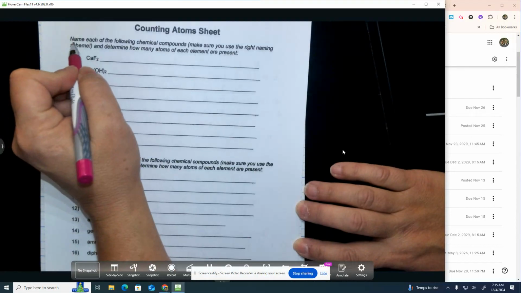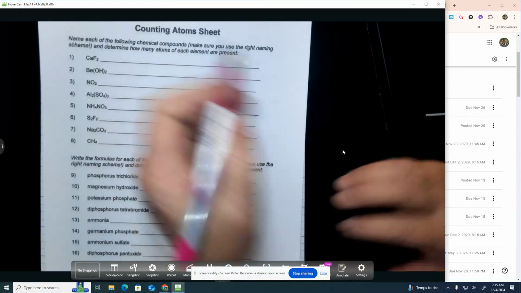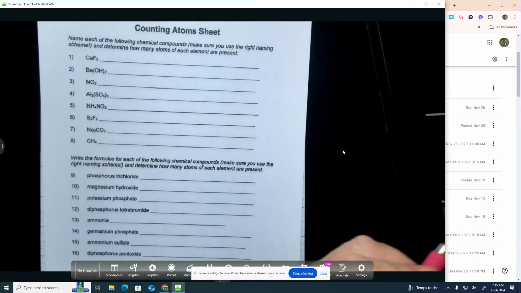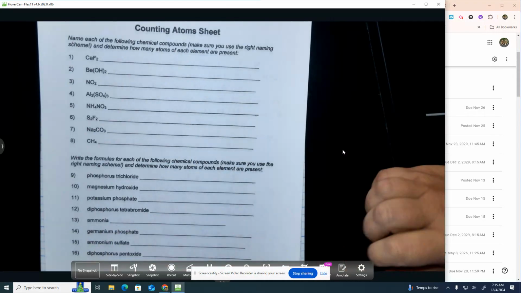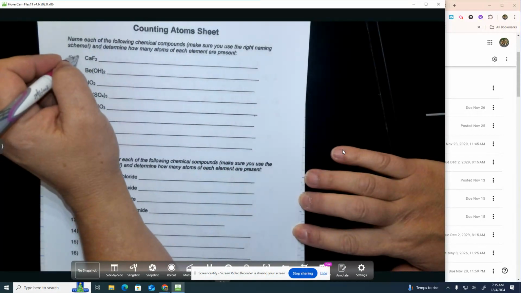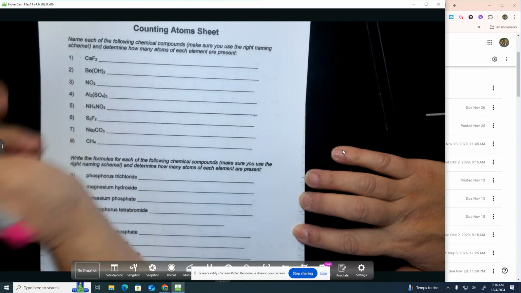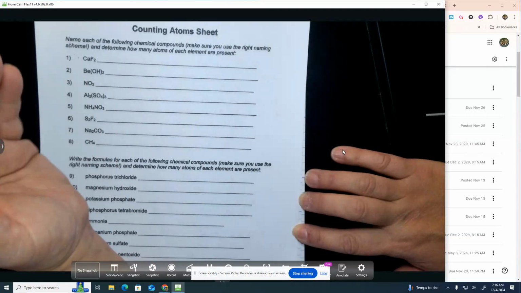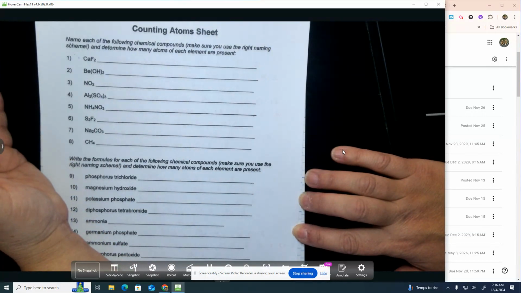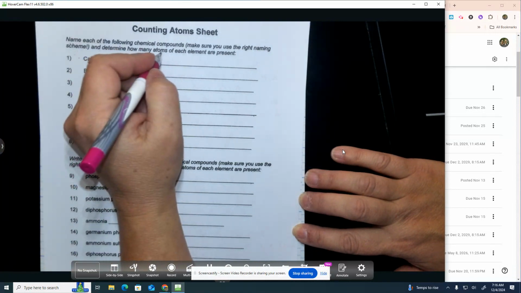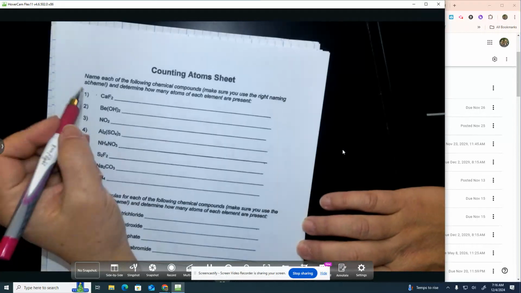Alright, on the top, name each of the following chemical compounds. Make sure you use the right naming scheme. What that means is make sure that you check, is it ionic or is it covalent? And then you're going to name it accordingly. And then how many atoms of each element are present. Okay? So the top is a little bit easier.